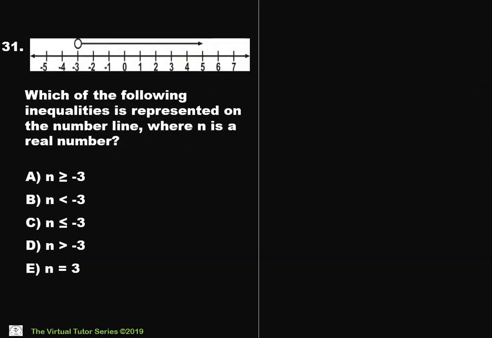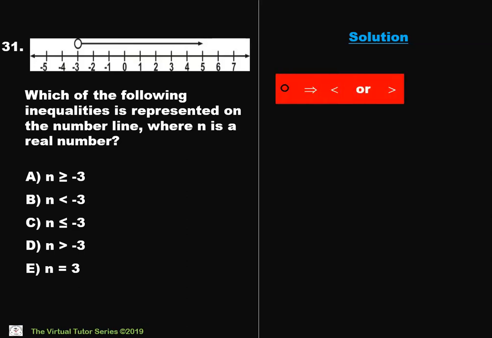Question 31. Which of the following inequalities is expressed on the number line where n is a real number? Solution. In inequality, an open circle is used to represent less than or greater than, whilst a closed circle is used to represent less than or equal to or greater than or equal to.